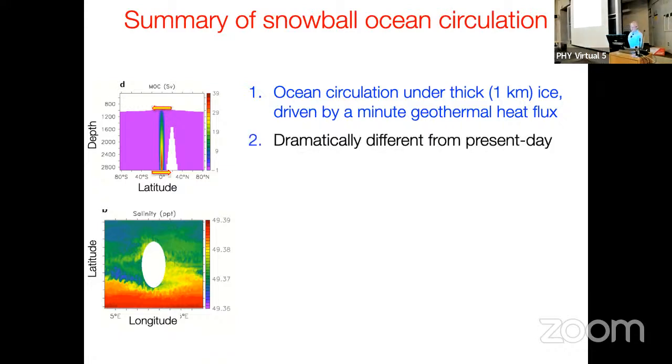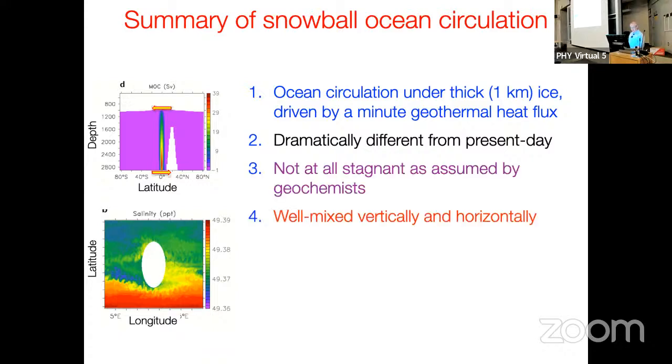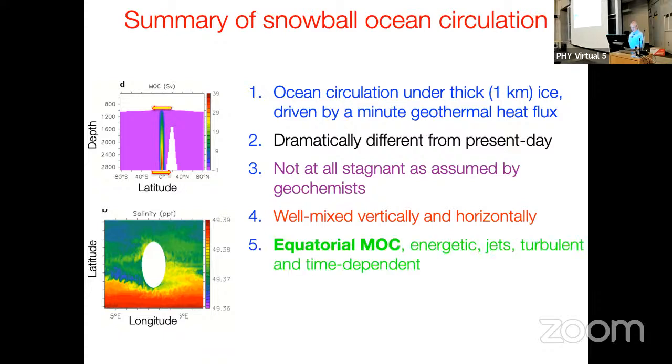So dramatically different from present day, obviously. Not stagnant as was assumed in many geochemistry papers before, but well mixed horizontally and vertically, and in this equatorial meridional overturning circulation. Okay, any questions about this part one?